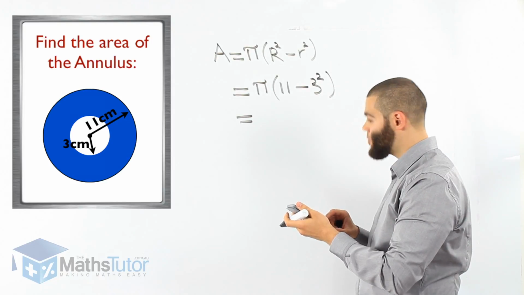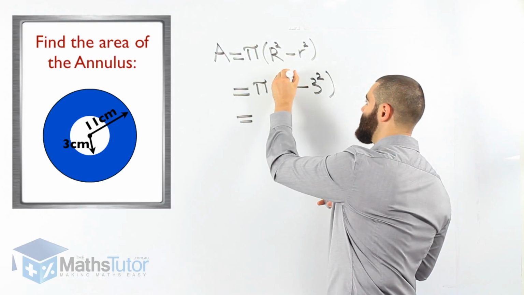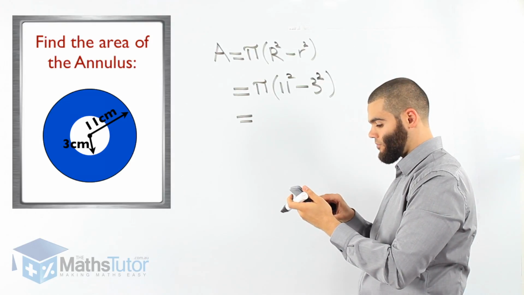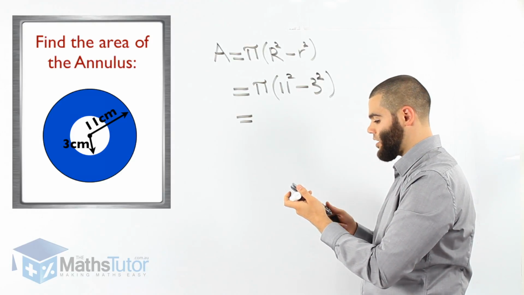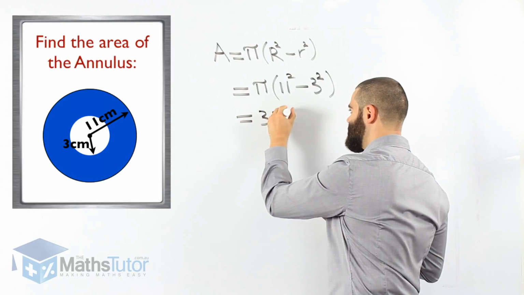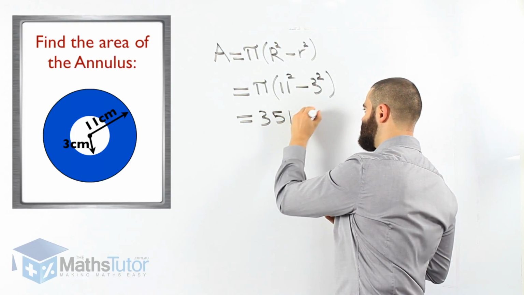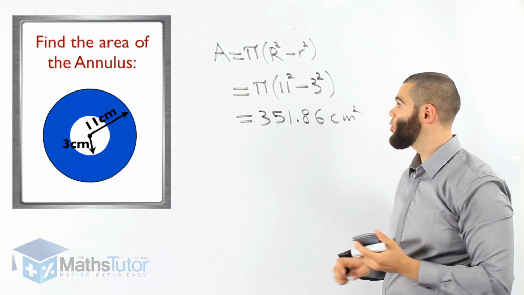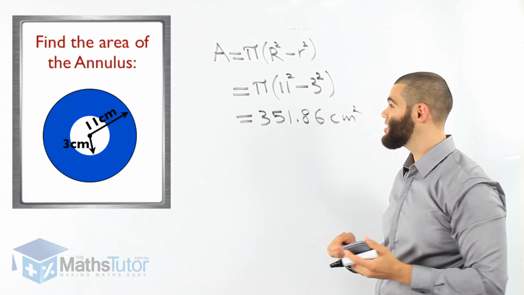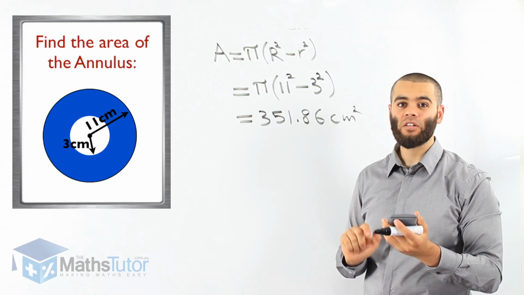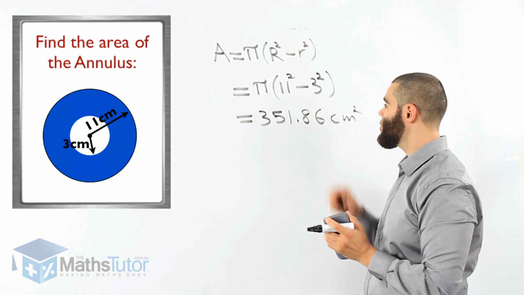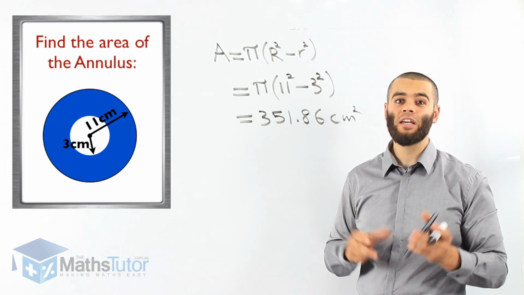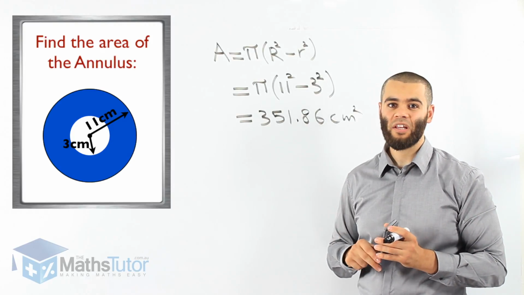Pi times, then we open the bracket, 11 squared, minus 3 squared, close the bracket, equals 351.86 square centimeters to the nearest two decimal places. Very important that you copy down the information correctly, and always double check your work when you enter it in the calculator, so that you get the right answer, 351.86 square centimeters. That is the answer for the annulus, the shaded area in blue. Now we'll do one more example.